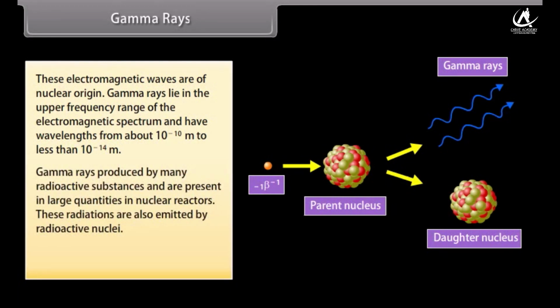Gamma rays are produced by many radioactive substances and are present in large quantities in nuclear reactors. These radiations are also emitted by radioactive nuclei. They are used in medicine to destroy cancer cells.